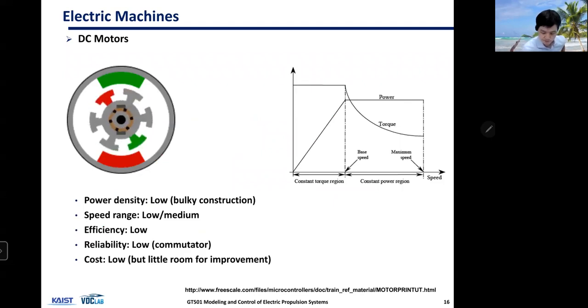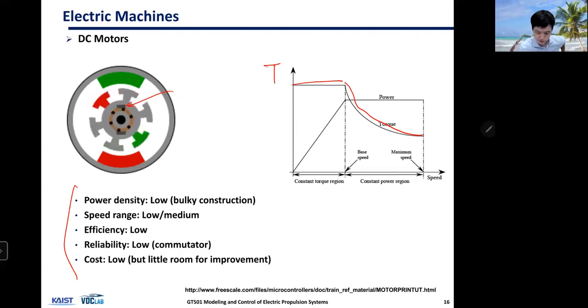So DC machine, we briefly introduced how it operates. So this is the brush, and as it rotates, the brush touches different windings, and that creates alternating magnetic field and continuous torque. And usually the motor map looks something like this. So you have constant torque and then constant power region. And these are some of the characteristics.